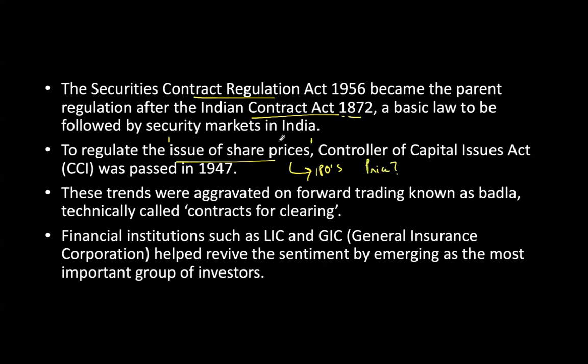तो उसके लिए we had this proper institutional measure as a part of this Act which was passed during the time period of independence. So these trends were aggravated on forward trading. So यहाँ पे हम फॉरवर्ड ट्रेडिंग की बात करेंगे and इसको हम बदला सिस्टम भी बोलते हैं. टेक्निकली we call them as contracts for clearing.